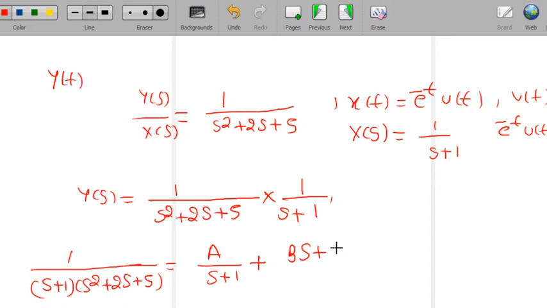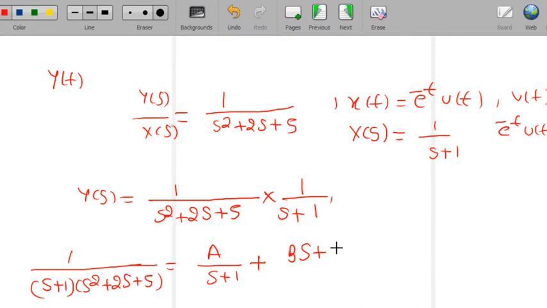Okay, so we take the LCM of s plus 1 and s square plus 2s plus 5. What we get is a into s square plus 2s plus 5, plus b s square plus b s, and plus c s plus c. Okay, so till here you get my point.